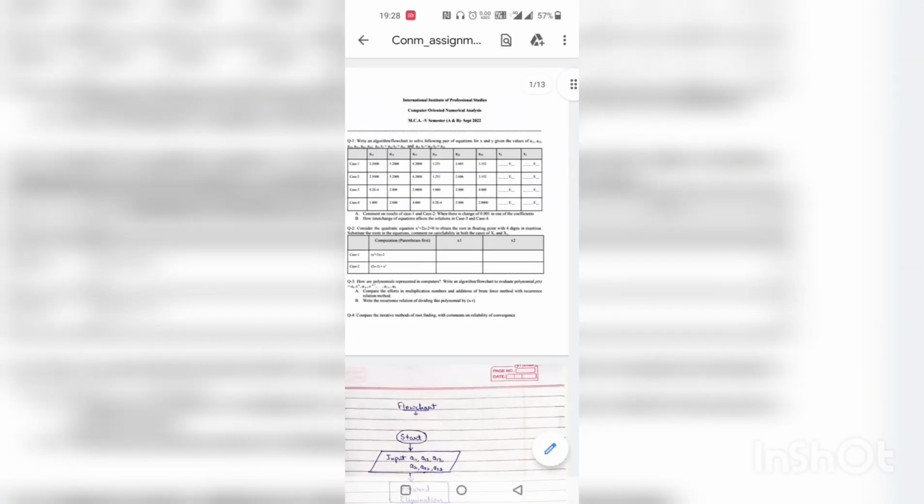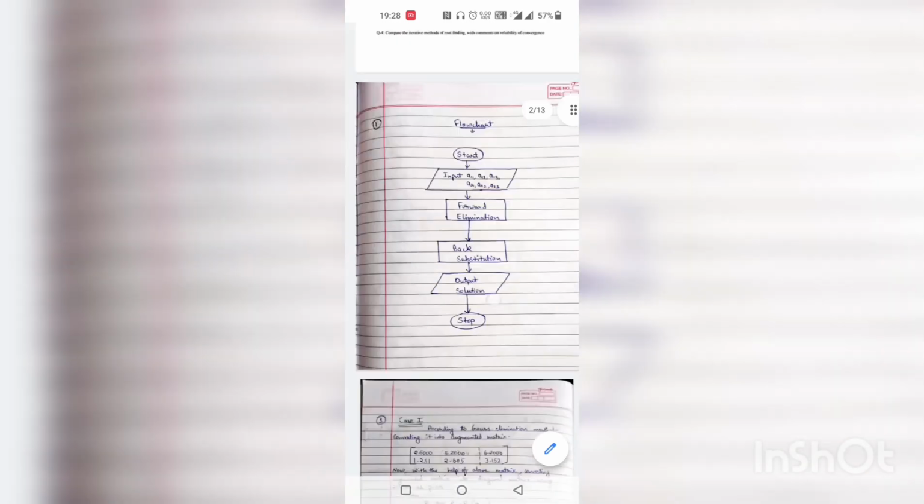The second question is, consider the quadratic equation x² + 2x - 2 = 0 to obtain the roots in floating point with 4 digits in mantissa. Substitute the roots in the equation and comment on the satisfiability in both the cases of x1 and x2. The given equation is x² + 2x - 2 = 0. Finding the roots of this equation using the Newton Raphson method, we also have to find the derivative of the function, that is 2x + 2.